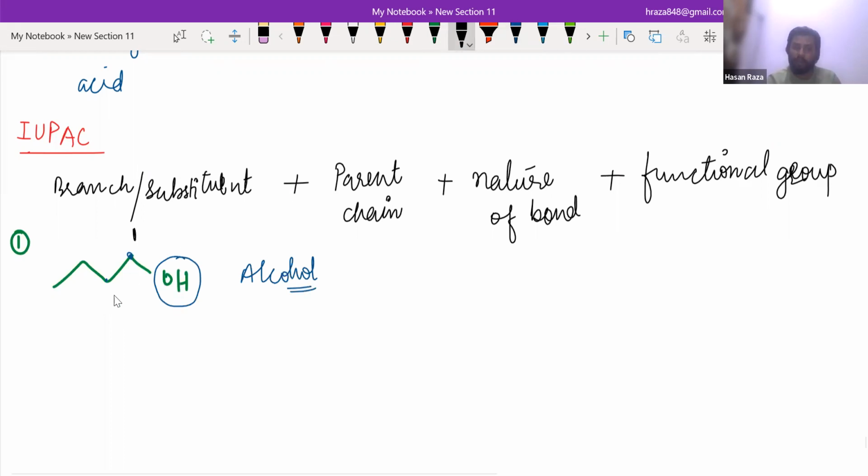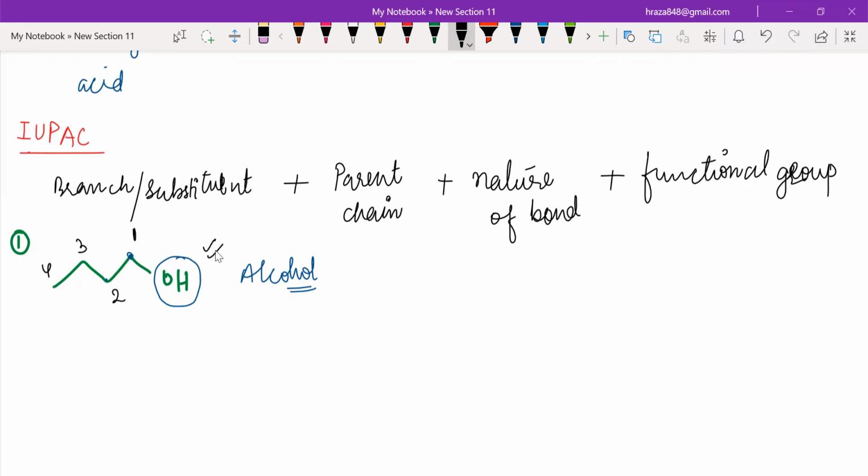So I'm going to start the numbering from here. 1, 2, 3, 4. You cannot do the numbering from left to right. You have to do the numbering from right to left, because the functional group is on the right-hand side. Are you getting my point? Yes, sir. Now, is there any branch that you are looking at? This is your functional group. There is no branch in this compound, right? No, sir.